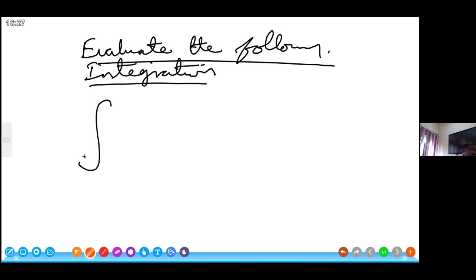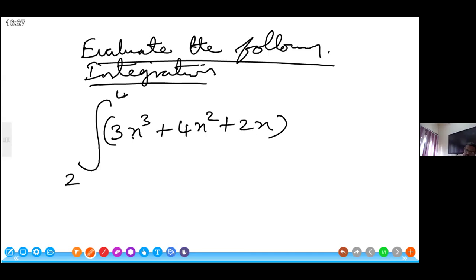Solve the following integration, right? 3x to the power 3 plus 4x squared plus 2x, from 2 to 4. So this is the question. Evaluate the following integration: 3x to the power 3 plus 4x squared plus 2x. Find out the solution for the following integration.